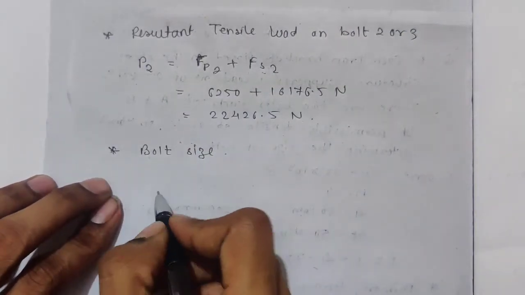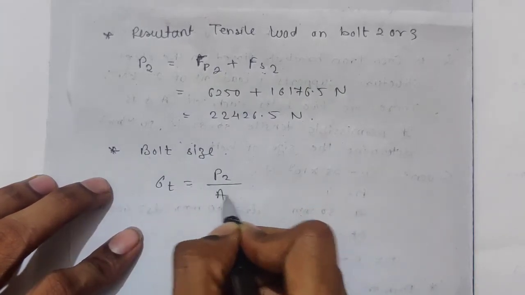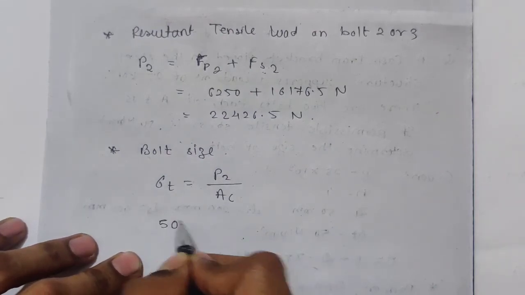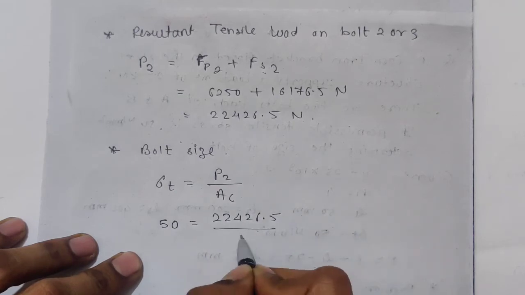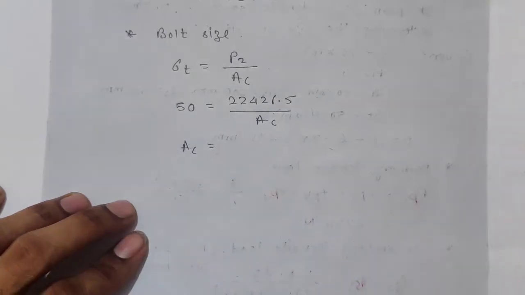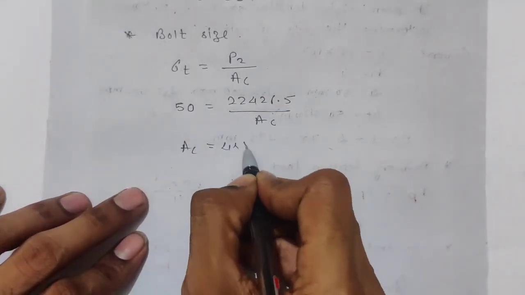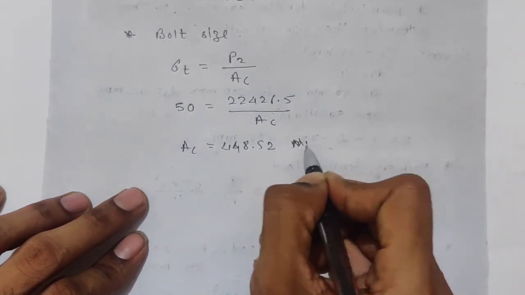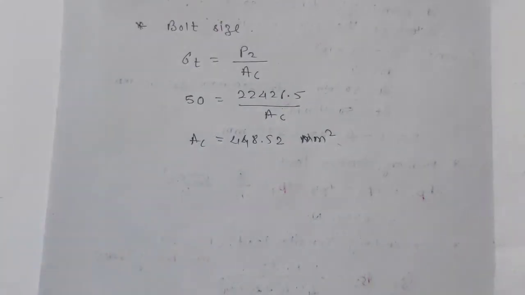Now the bolt size. Sigma t tensile is equal to P2 divided by cross section area. We know sigma t is given as 50, equal to 22426.5 divided by cross section area. So from this you will get the area as 448.52 mm square.